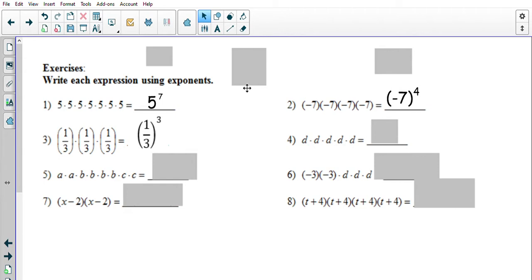Let's throw in some variables. In number 4, we have d times d times d times d times d. There are 5 d's being multiplied, so this is d to the 5th power. Base is d, exponent is 5.